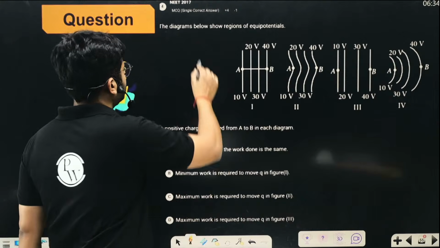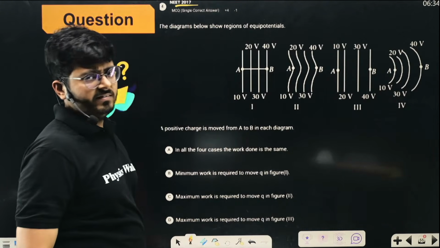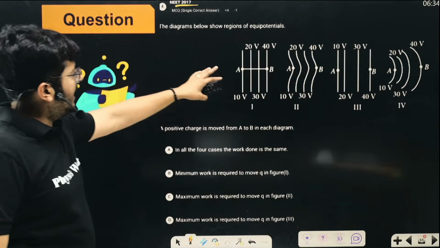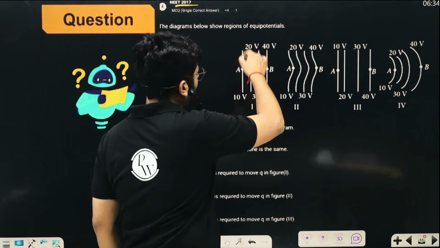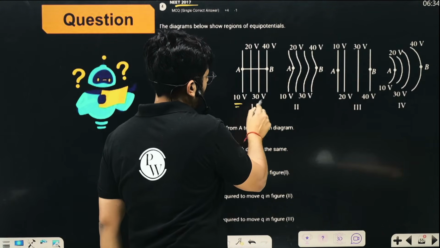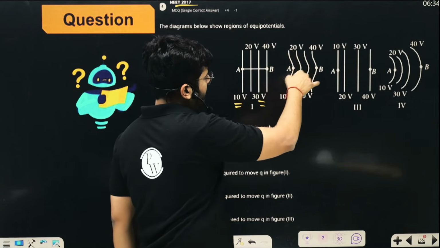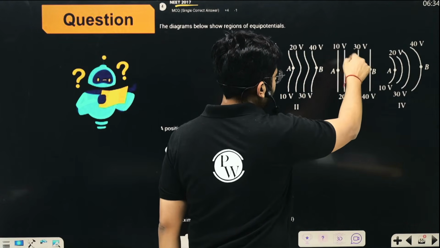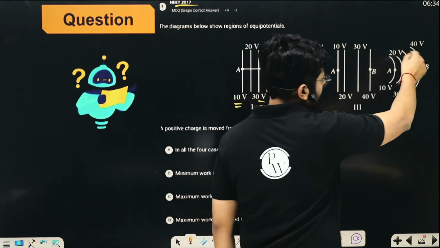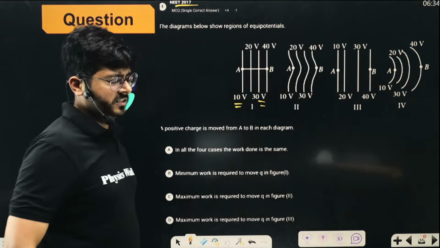Now look at this. This is the NEET 2017 question, right? The diagrams are shown like this. Over here, all the lines are parallel to each other. This is the 10 volt line. This is the 30 volt line. Here you see that there is a slight variation. Here you see that there is a slight gap in this one. And in the last one, the situation is like this.